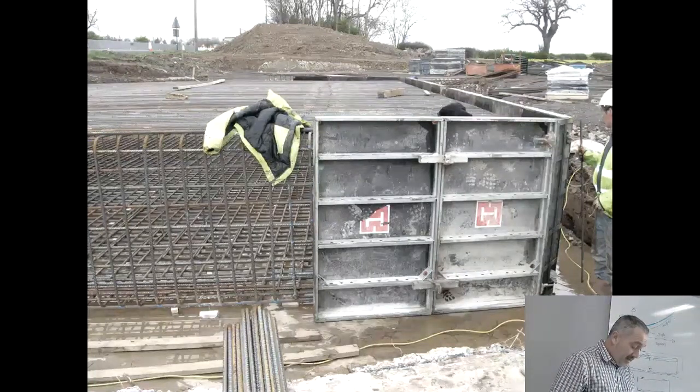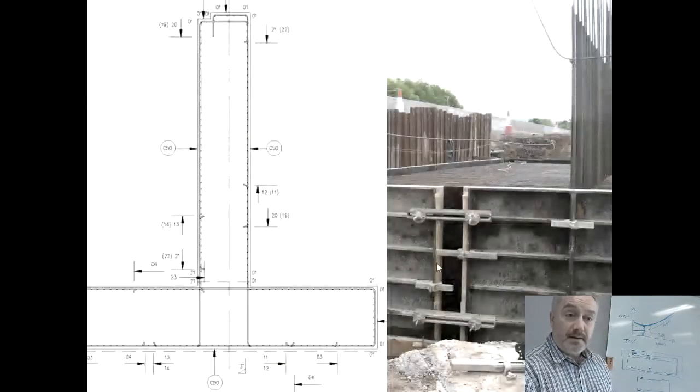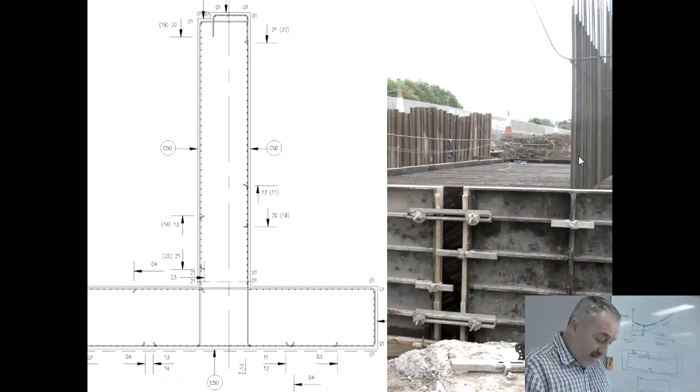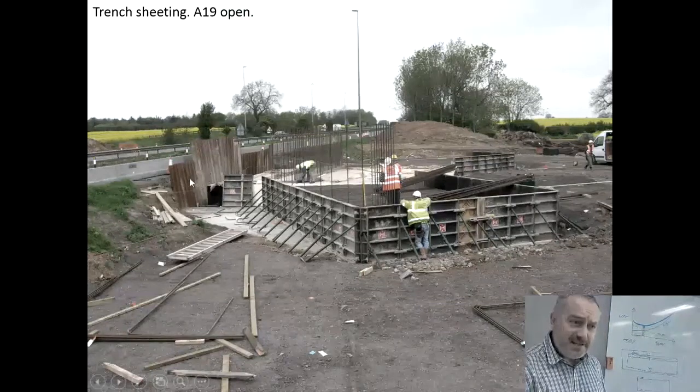Especially if it's complicated and you've got to use a lot of timber formwork, or if there's any sort of bespoke panels. So there's our drawing, and you would be doing your checking against what they've actually put in. We've got some sheet piles just holding up the A19. Does that look nice and safe?